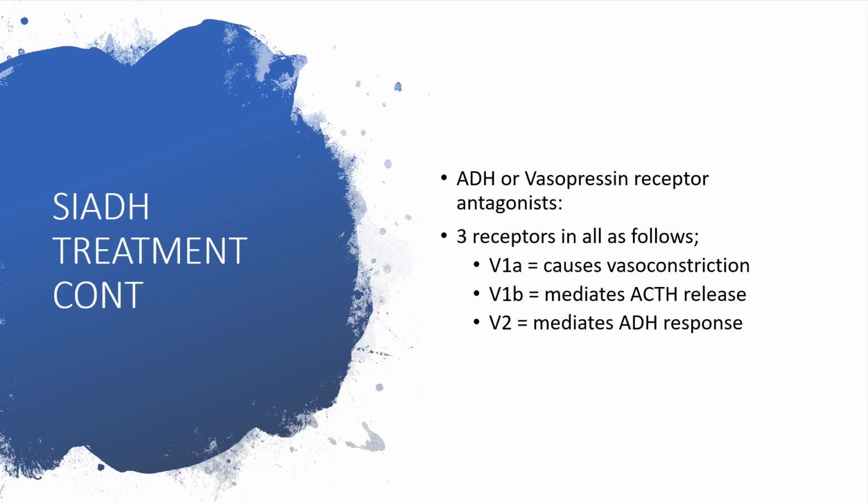Still on treatment, you may go another direction. You can decide to choose antidiuretic hormone or vasopressin receptor antagonists. And there are three receptors when it comes to vasopressin. That's what we call V1a, that will cause vasoconstriction. Okay? V1b will mediate adrenocorticotropic hormone release, while V2 will mediate antidiuretic hormone response.